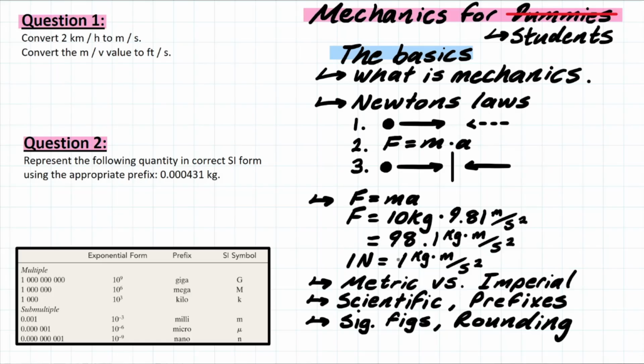So 1 Newton, in simple words, just means the equivalent force required to give 1 kilogram of mass an acceleration of 1 meter per second squared. That's all it's equivalent to.